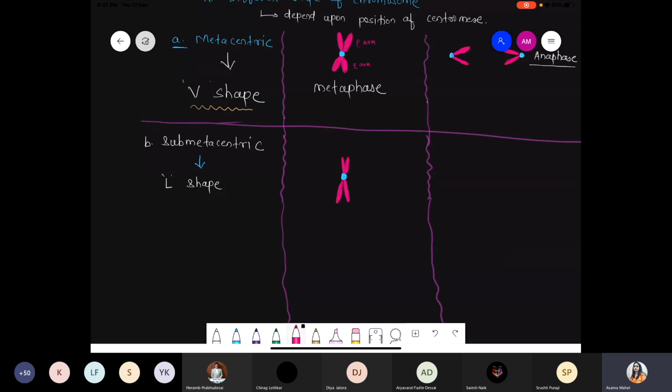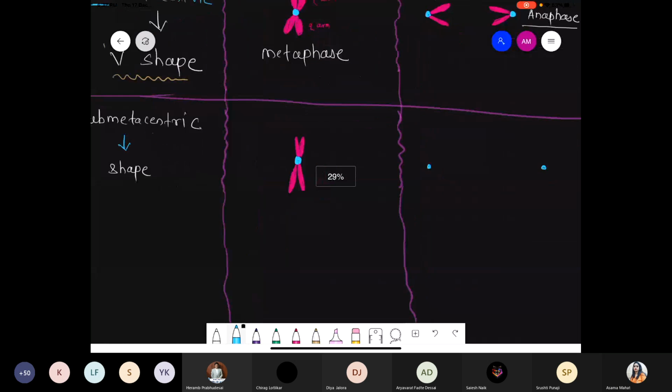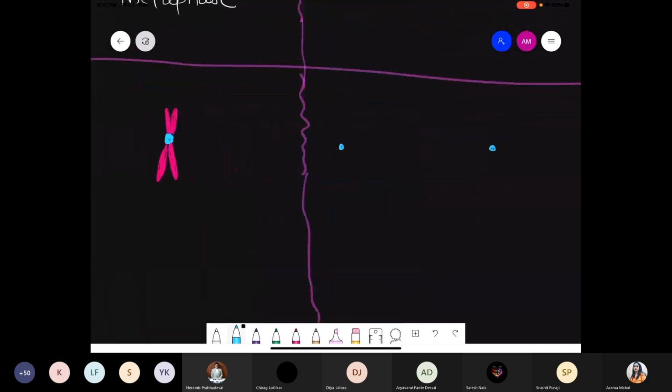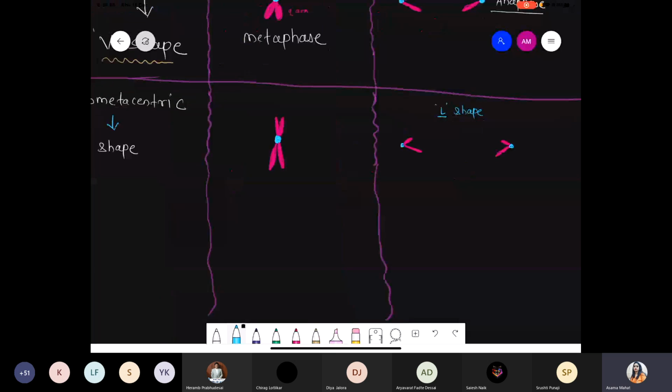Now we are talking about what kind of changes will occur during the ana. So during the ana, we can obtain L shape of chromosome. कुछ इस तरह से. Okay, so which shape does it look like? That is L shape. During the anaphase, chromosome basically looks like an L shape. Done.